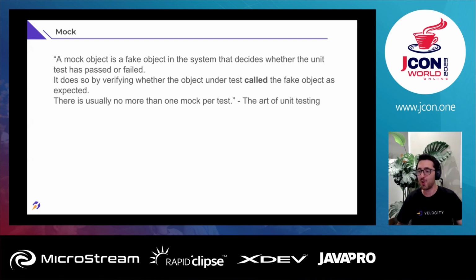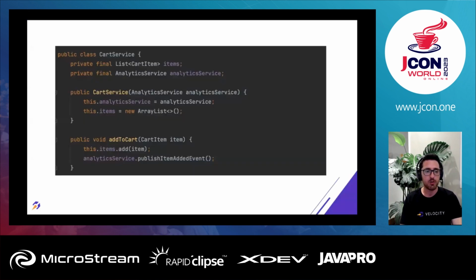I think the main thing is that a mock can fail a test. When we assert against the mock, it determines if the test passed or failed, some sort of an assertion. So let's take a look at the cart service for the mocking example. I wanted to test the cart service, and the cart service has one dependency called the analytics service.